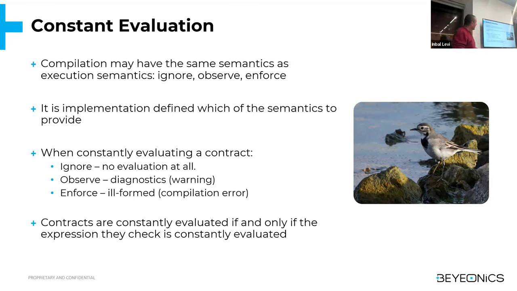This is divided according to the semantics themselves. If you are in ignore, there is no evaluation at all of the contract inside the constant expression. If you are in observe, you'll get a warning in the diagnostic, and in enforce, it will simply be ill-formed. There are two cases: the contract could evaluate to false, or it could be not const. If the expression you try to attach a contract to is not constant, then the program is also ill-formed if you are in enforce. Is it clear?